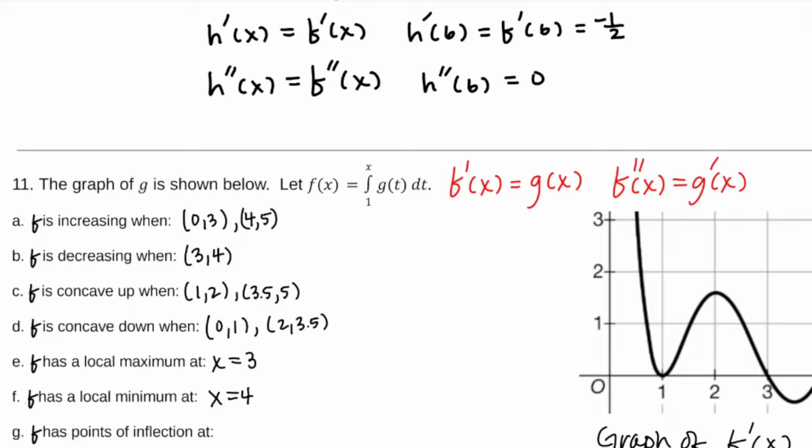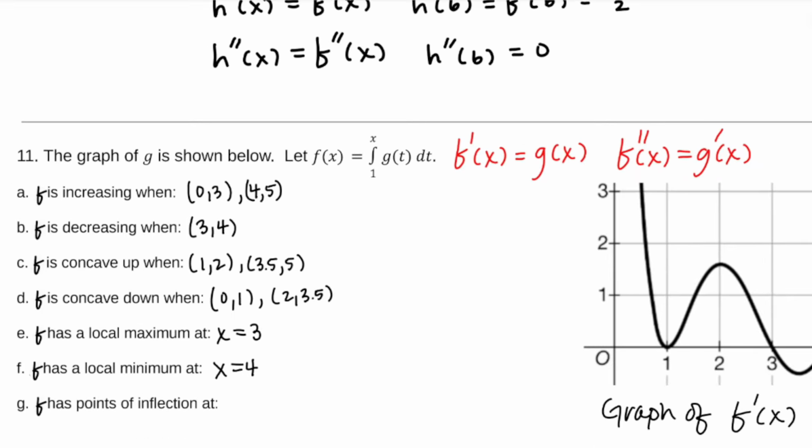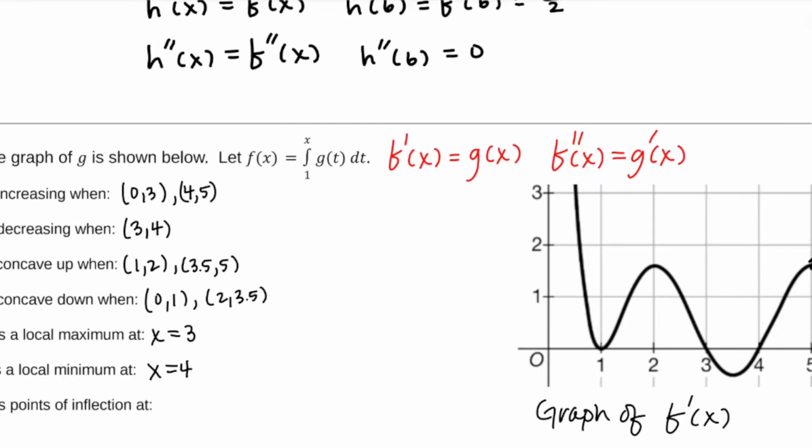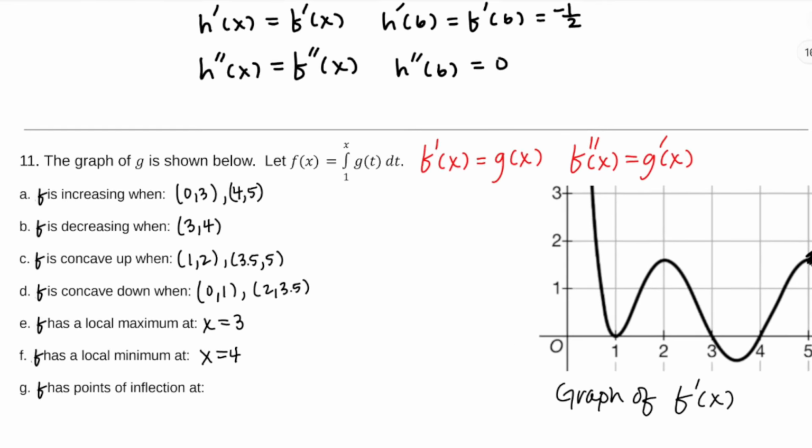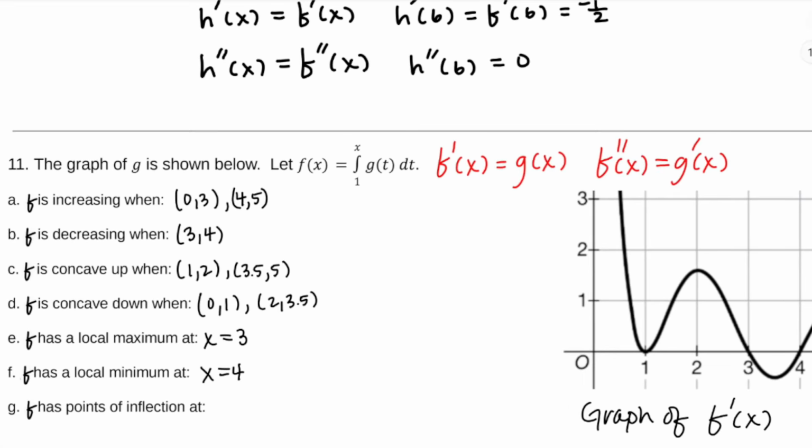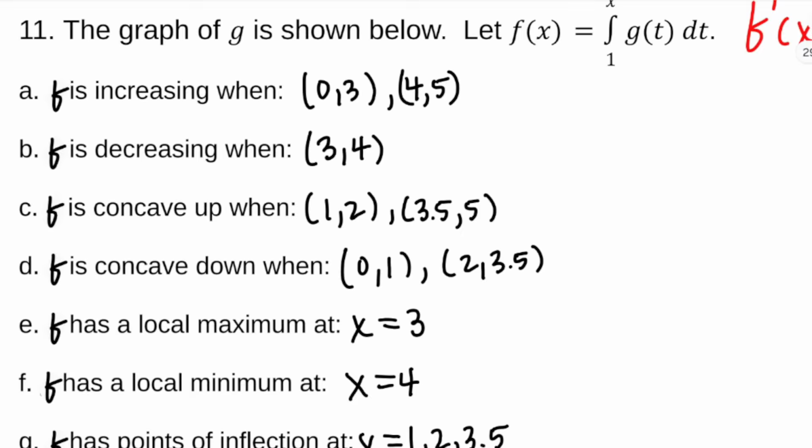And then points of inflection would be where the concavity changes. You could look at it that way. Or you could say these are going to be the extrema, or the places where the sign of the slope of f prime changes. So this is going to be x equals 1, x equals 2, x equals 3.5. You could probably say x equals 5 if you saw that. It's no big deal. It doesn't really matter. Has points of inflection at 1, 2, 3.5. Kind of like that.